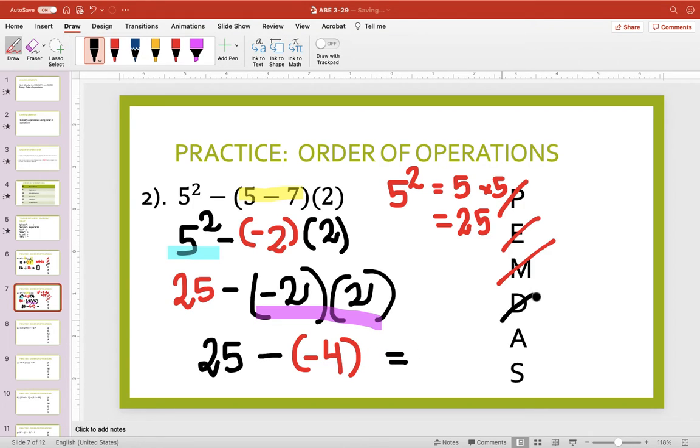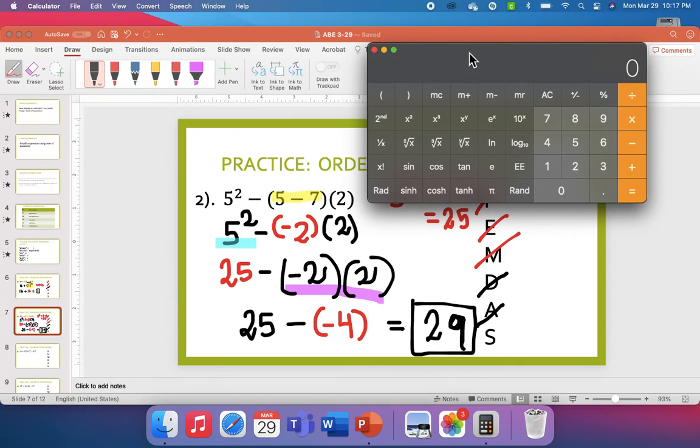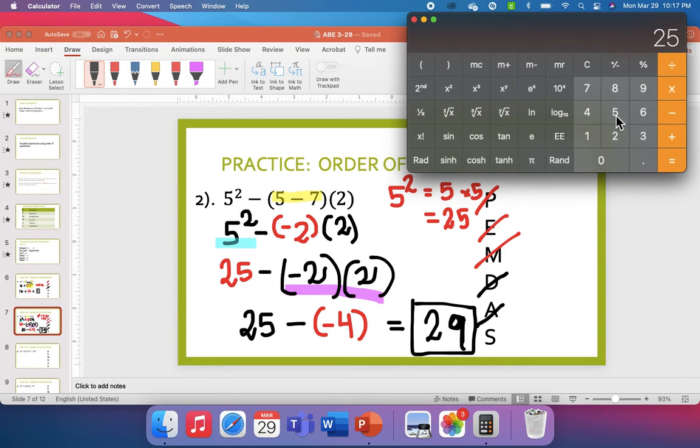Then notice I don't have any division. I don't have any addition, but this is where you just simplify from left to right. So 25 minus a negative 4 is also 25 plus 4. Those are some integer rules that you hopefully have learned in Essentials. If not, please let me know so that I can do a lesson with you. But pulling out my calculator, I'm going to punch in 25 minus a negative 4. I'm looking for my negative sign. You'll get that it equals 29.